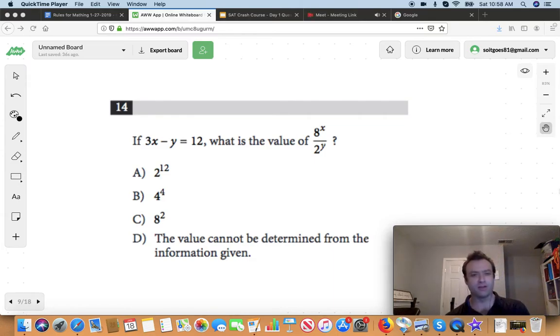We've got Caden joining us today, and we've got some more questions up here on the screen. We're still practicing that strategy of plugging in values in place of the variables. It's going to simplify these questions. Caden, go ahead and read question number 14 for me, please.